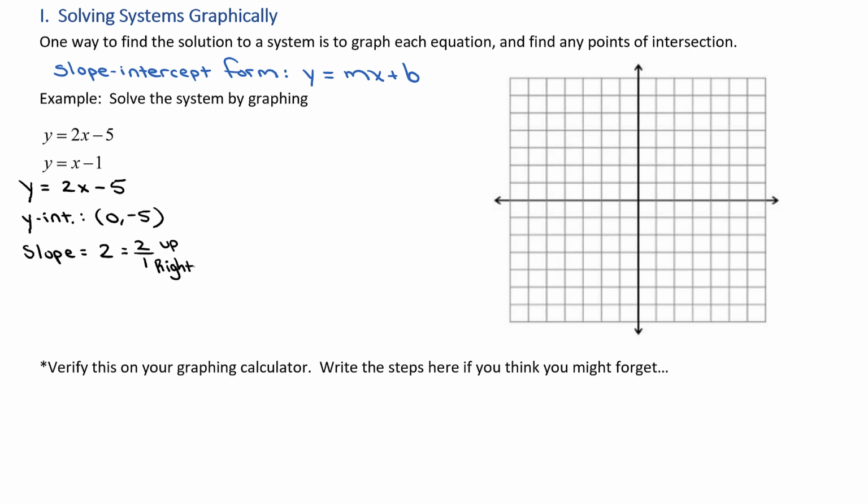For our second equation, y equals x minus 1, we can also see that this is in slope-intercept form. Our y-intercept for this equation is going to be (0, negative 1). And our slope for this equation is 1, which can be written as 1 over 1, which means we will be going up 1 unit and to the right 1 unit when we go from one point to the next to help us find another point.